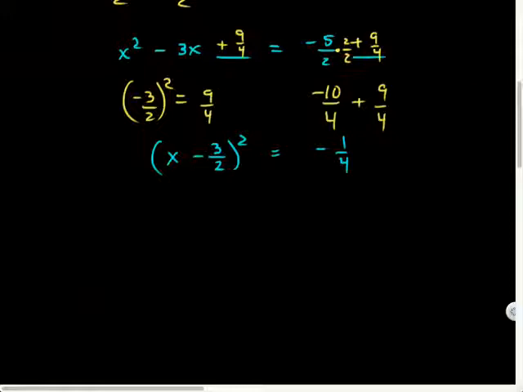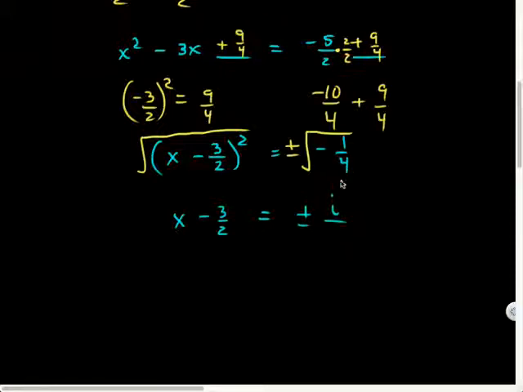And let's see, next step, what do I do? Root both sides. Wait, how did it turn into 1? -10 plus 9 was -1. And plus or minus, don't forget it. It's all about technique. So the square and the square root will cancel out. I'll have x minus 3 halves equals plus or minus. What is the square root of -1? I. And the square root of 4 is 2.